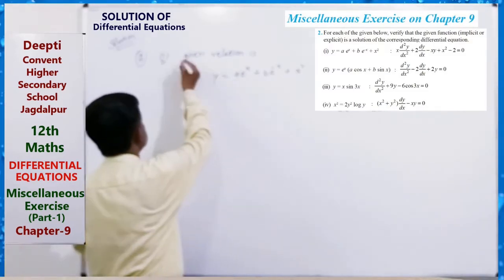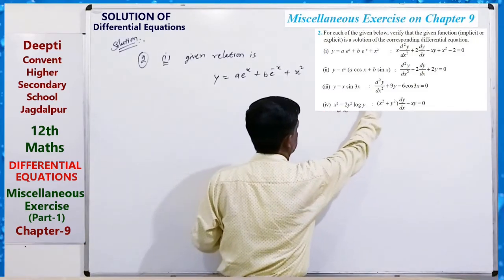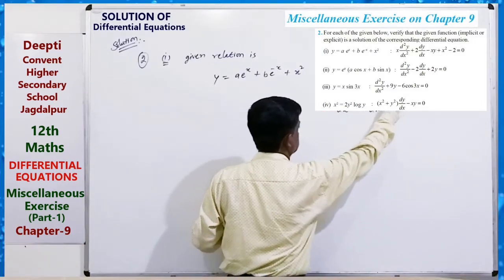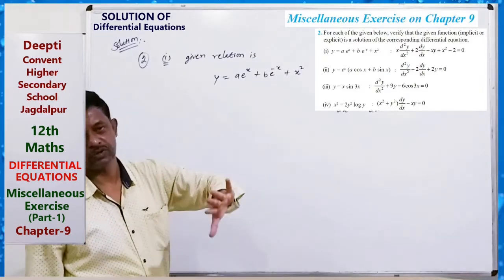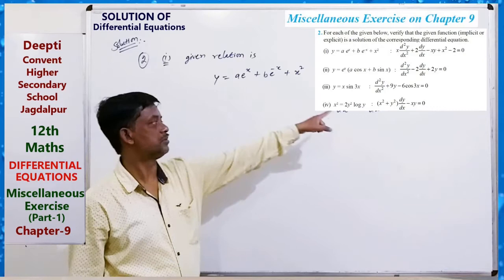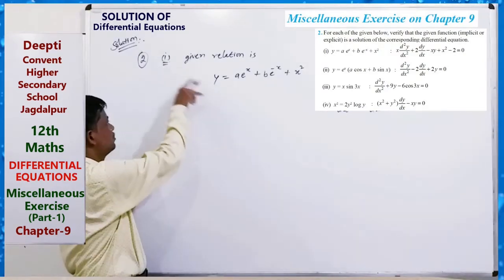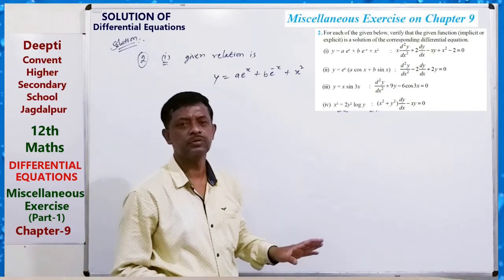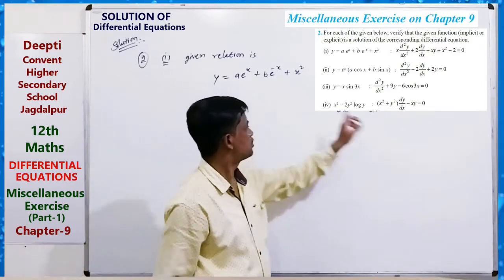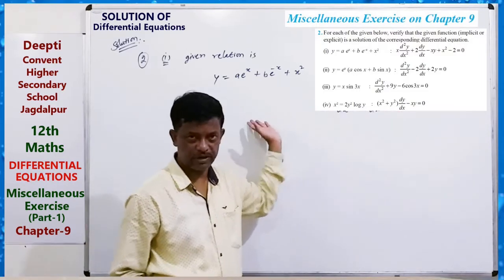Okay, the given relation is this, and the differential equation is this. Now we have to show that this is a solution of this differential equation. Very simple method: just find dy by dx and d2y by dx square.